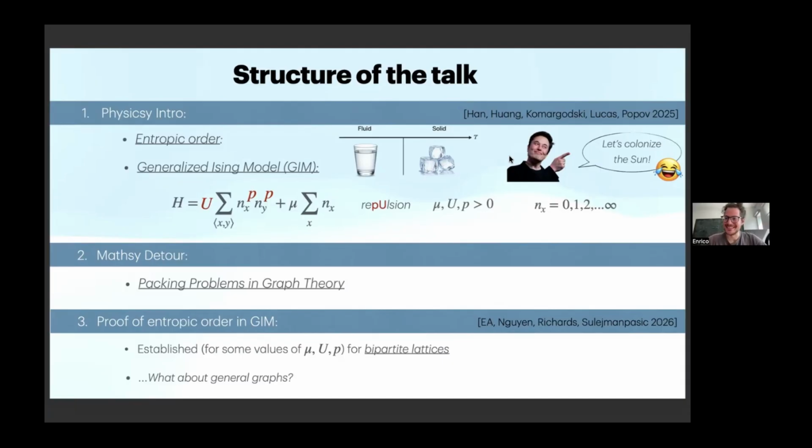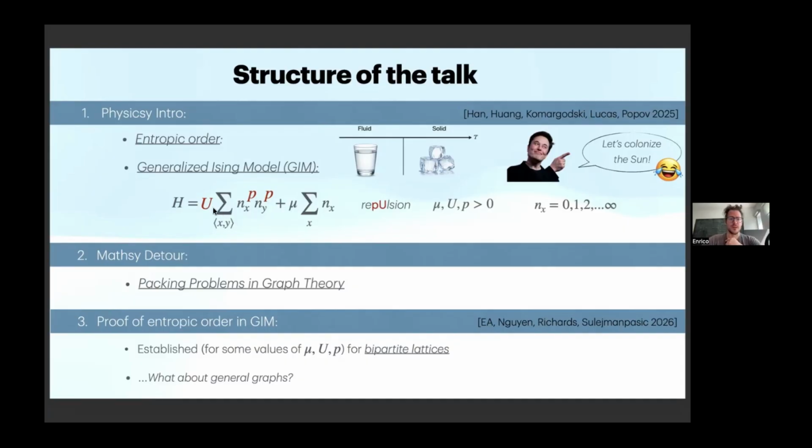I will keep my feet on the ground, and I will study this phenomenon in the simplest model we can think of, which is the so-called generalized Ising model. It's a lattice system with this Hamiltonian. As you see, there are just two terms. Everything is positive in this system.